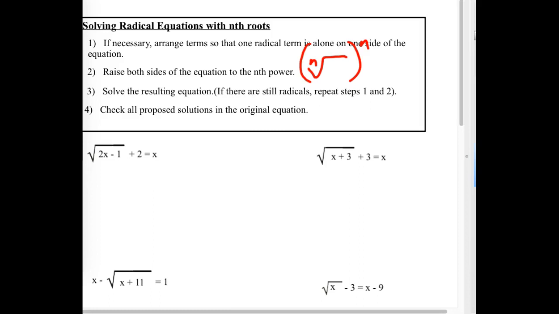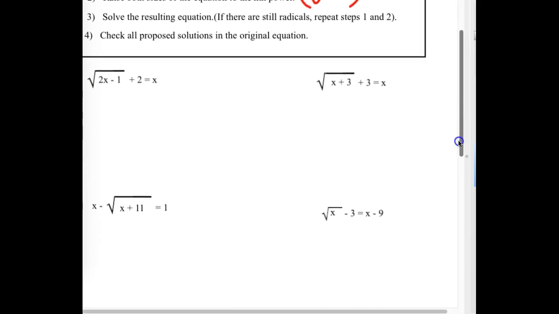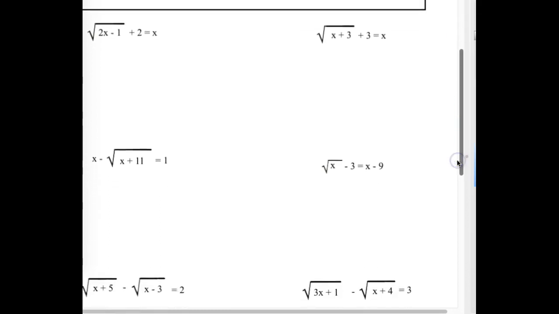Step 3, solve the resulting equation. If there are still radicals, you have to repeat steps 1 and 2. And if you look at the last 2 questions in our notes today, you will see that there's 2 separate radical pieces, which means we kind of have to work through this process twice. All right, we have to do one at a time. Step 4 says make sure you check all proposed solutions back in the original to see if they truly work.